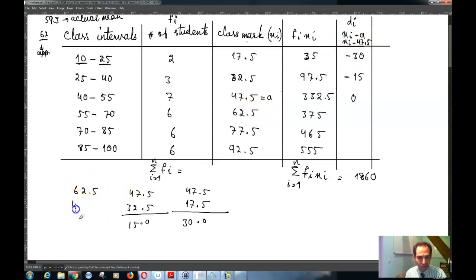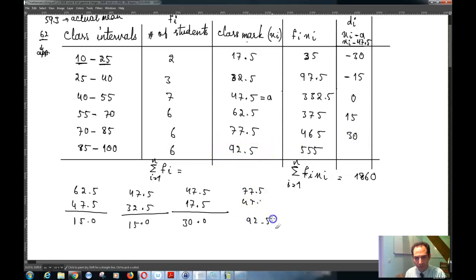62.5 minus 47.5 is equal to 15, since 5 minus 4 is equal to 1, so that's a 15. So you see these are all multiples of 15. Then 77.5 minus 47.5 is equal to 30.